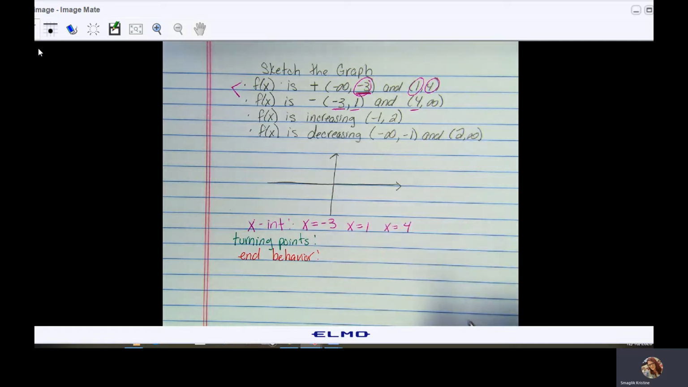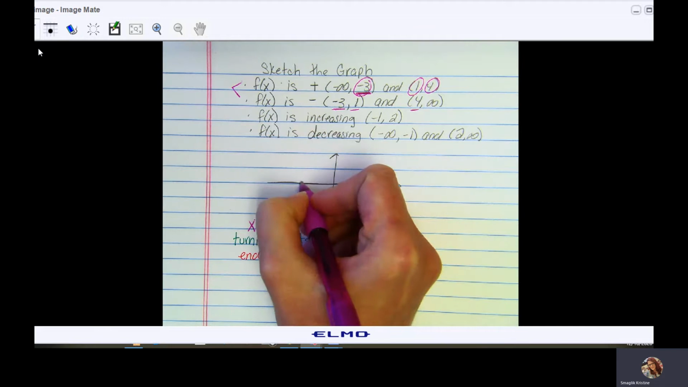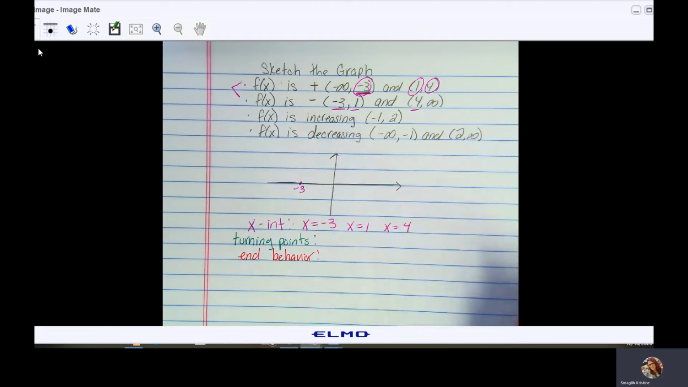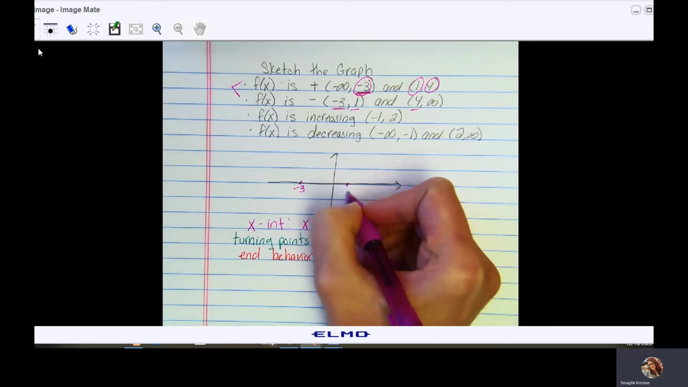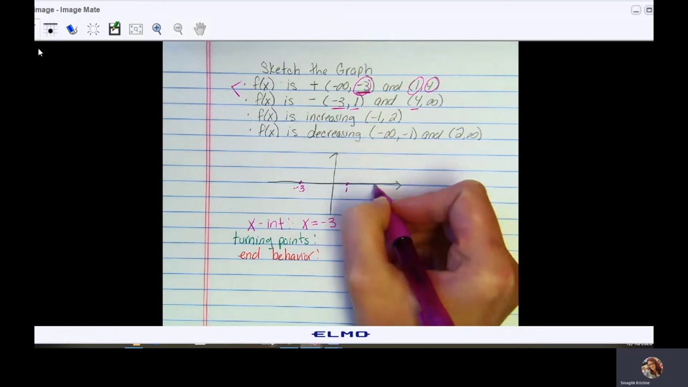Let's go ahead and put those on our graph. So I'm going to say that this is -3 right here. We'll call this x equals 1, and then we'll put 4 right over here.